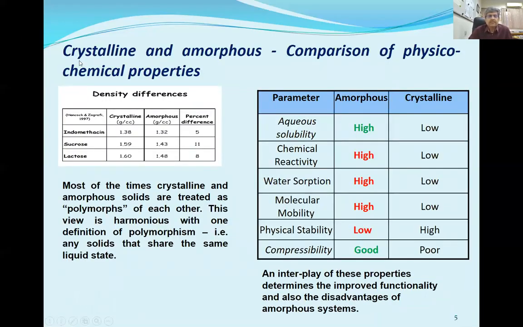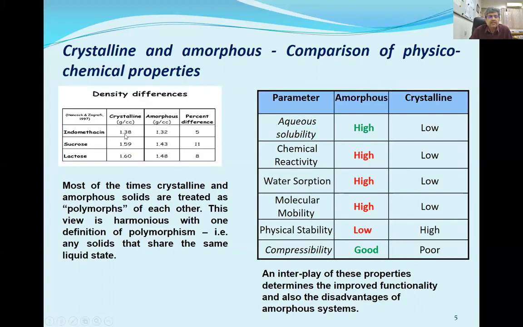We compare in this slide the properties of crystalline and amorphous forms. Some of the physicochemical properties are being considered here. So first of all, we'll see the true density differences in the crystalline and the amorphous form. There are three materials that have been taken: indomethacin, sucrose, and lactose. The true density of crystalline material and the amorphous material is given here, and the percent difference between the true density of crystalline and amorphous is given here.